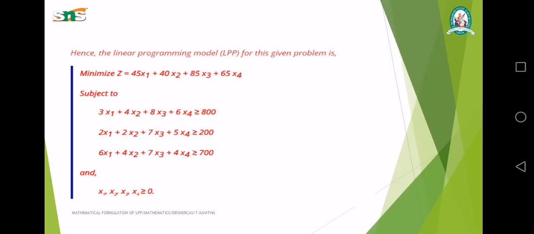Hence the linear programming model for this given problem is: minimize z equals 45x1 plus 40x2 plus 85x3 plus 65x4 subject to 3x1 plus 4x2 plus 8x3 plus 6x4 greater than or equal to 800, 2x1 plus 2x2 plus 7x3 plus 5x4 greater than or equal to 200, 6x1 plus 4x2 plus 7x3 plus 4x4 greater than or equal to 700, and x1, x2, x3, x4 greater than or equal to 0. This is the mathematical formulation of LPP.